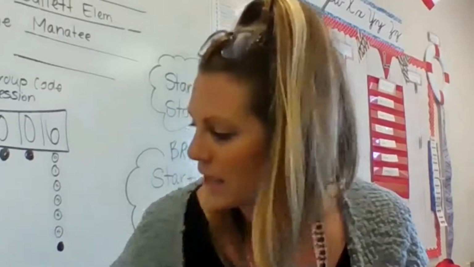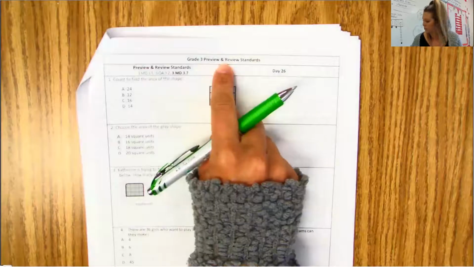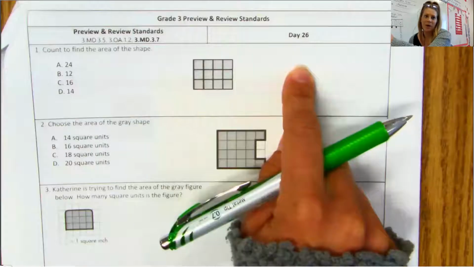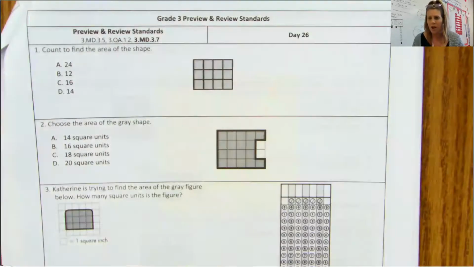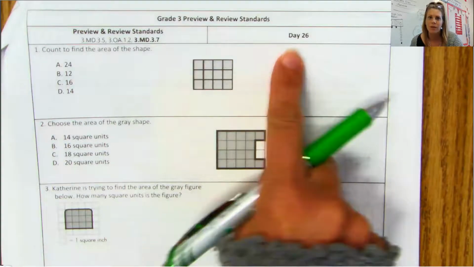So let's go ahead and get out our preview and review standards. We are on day 26. Today is the last day that we will kind of work together on all of the problems. Tomorrow you will do 2 by yourself. And then Wednesday and Thursday, you'll be totally ready. Okay, so you are on day 26 of your preview and review.